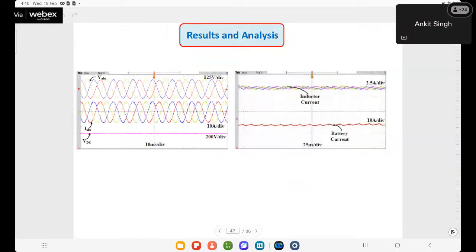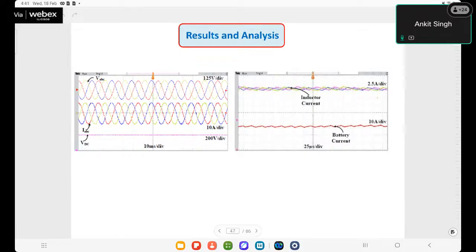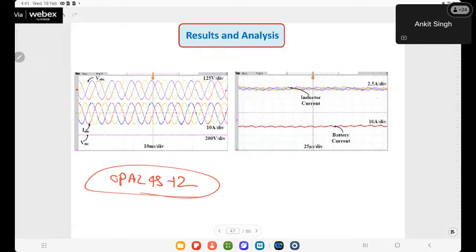Now there are some real-time experimental results. This is validated in OpenRT 4512. This is the grid voltage and grid current. When we are going to charge, the first requirement is that the grid side power quality should be maintained, and these are the three-phase inductor currents.